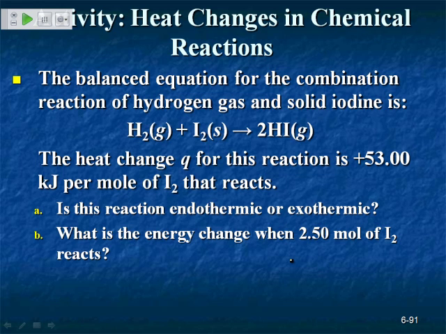What is this 53 kilojoules? Read that again. 53 kilojoules per mole of iodine, meaning that when 1 mole of iodine reacts, it requires 53 kilojoules. So if you have 2.50 moles, how much energy is required? That's all it is asking.